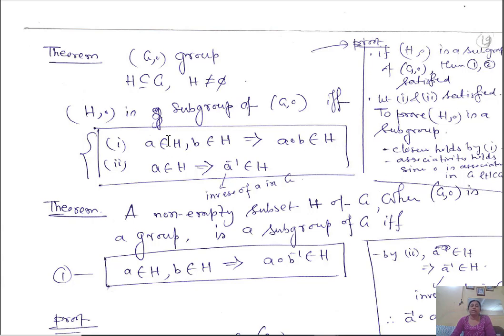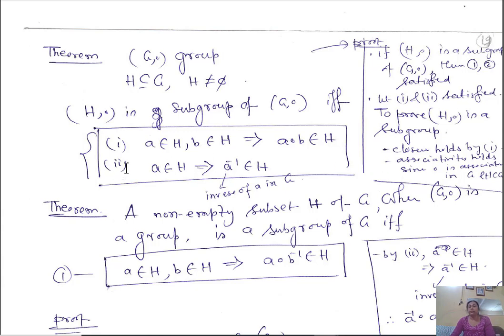Now the other part: if these two conditions hold, then to show it is a subgroup, you have to show all four properties of a group. Okay, so the closure property holds by this. Associativity holds because H is a subset of G, and G being a group means the associative law holds there. Therefore, the associative law holds here also. Okay, the inverse also exists. That also follows from here.